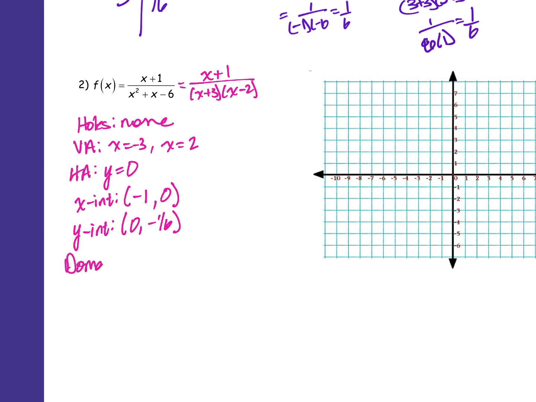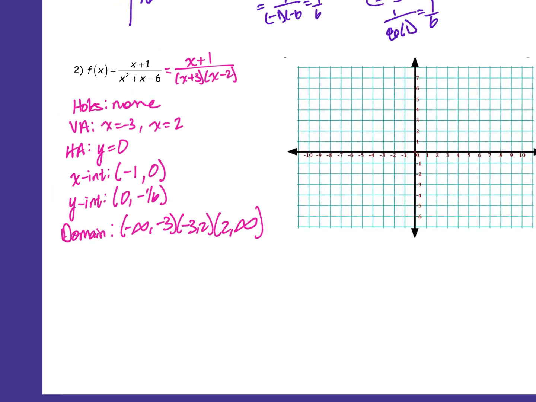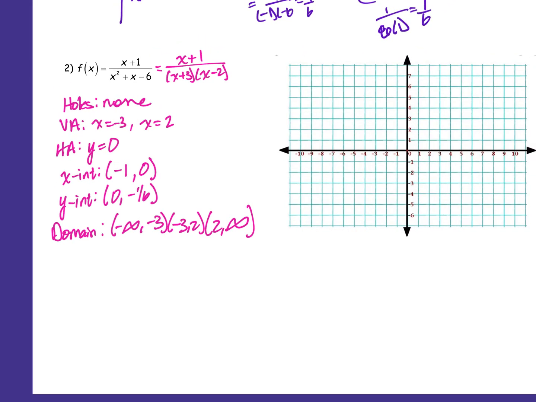Domain should be the same: -infinity to -3, -3 to 2, 2 to infinity. There we go. Okay, any questions about how we found anything? Sorry, I don't have the question thing up, the chat box. Wow, okay. So let's plot them. -3.